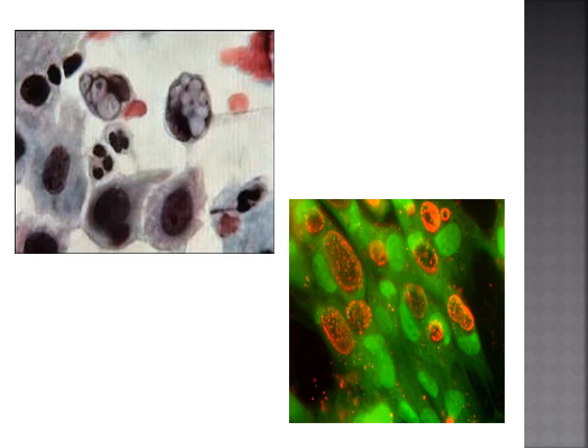Here we have a picture of a Giemsa stain in the top left, where the frothy, bubbly objects are the chlamydia. And then on the bottom right, we have a direct fluorescent antibody where the red dots are chlamydia inside of nucleated cells.